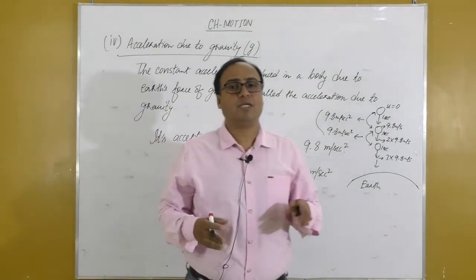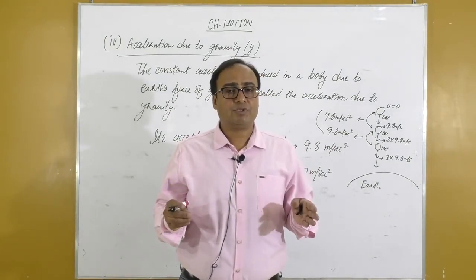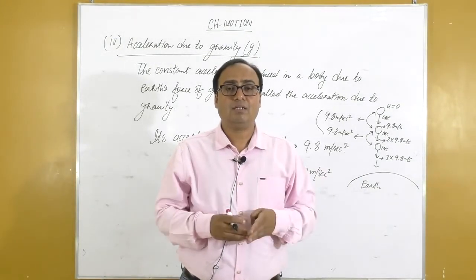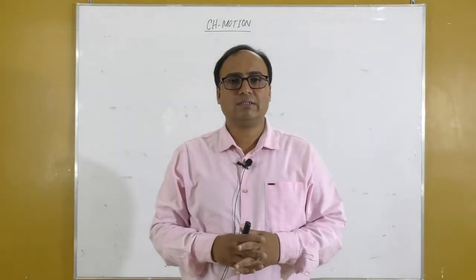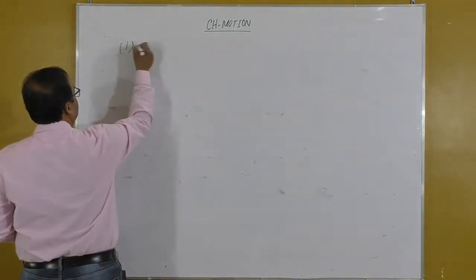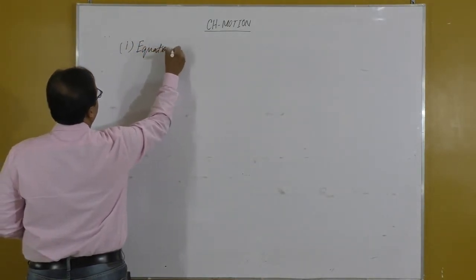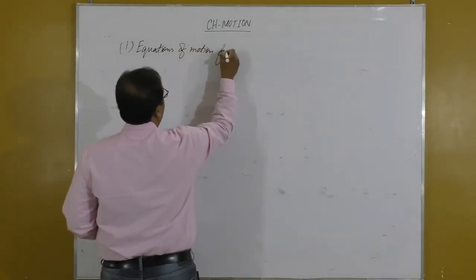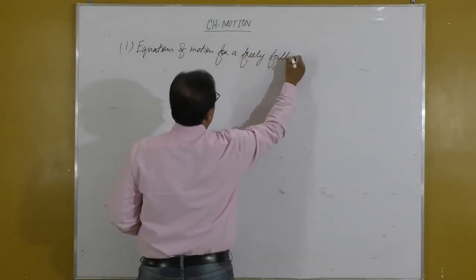So we discussed 4 important terms, and now we are going to discuss equations of motion and the modification in equations of motion for a body that moves under acceleration due to gravity. So we are going to discuss equations of motion. First we are discussing equations of motion for a freely falling body.